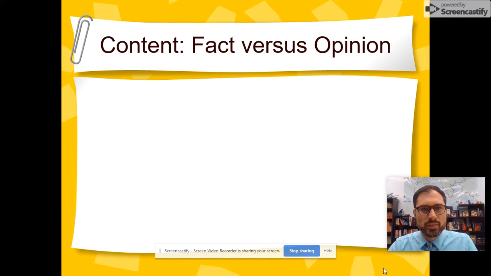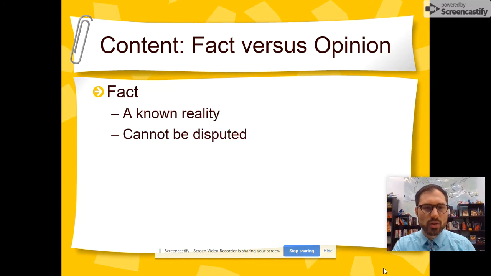In this next section of nonfiction elements, we're going to take a look at facts and opinions, objectivity, and formality. So facts and opinions, we know that facts are known realities. We can't argue facts. So these are things like colors, shapes, sizes, and numbers.